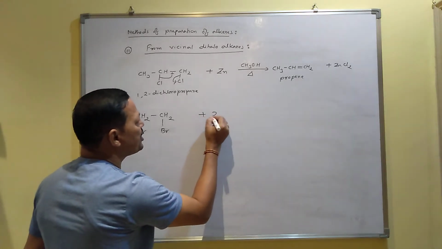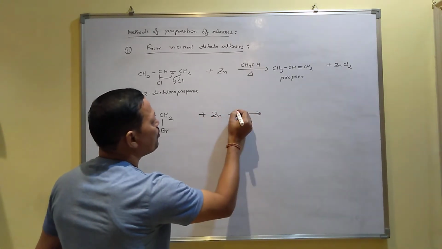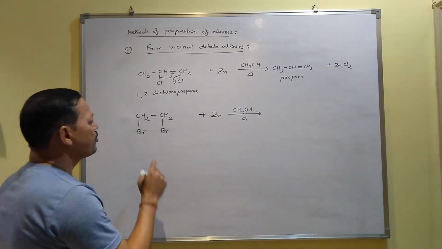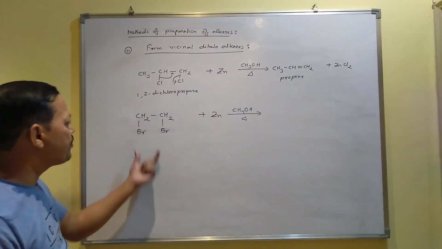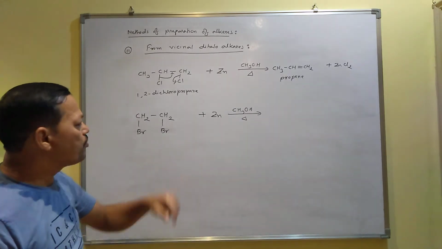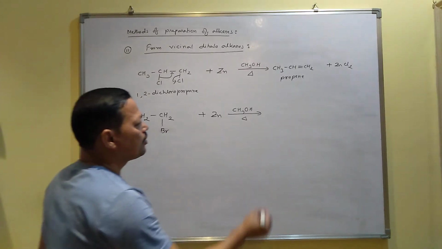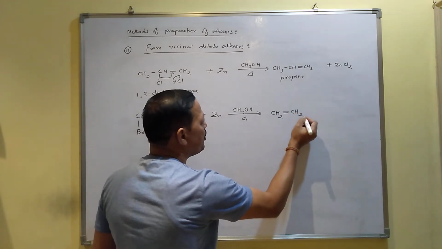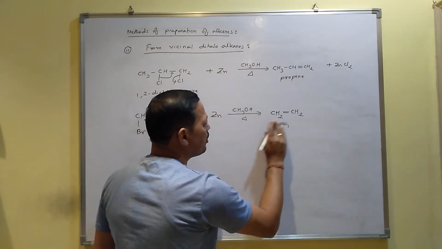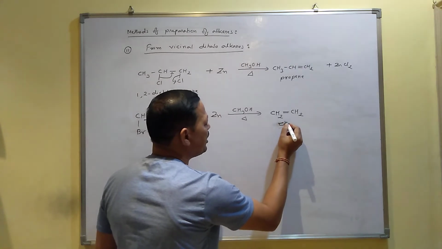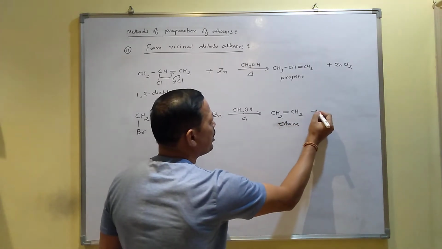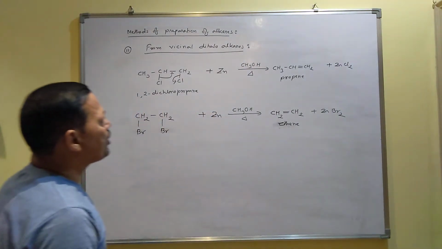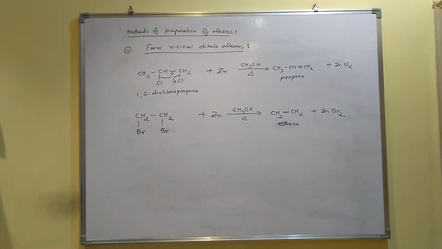When you react with zinc in presence of methanol and heat, both the bromines will release and combine with zinc to form zinc bromide. Two carbons are present, that's why you will get ethene as the product, and the side product you will get is zinc bromide. So this is one of the methods by which you can prepare the alkene.